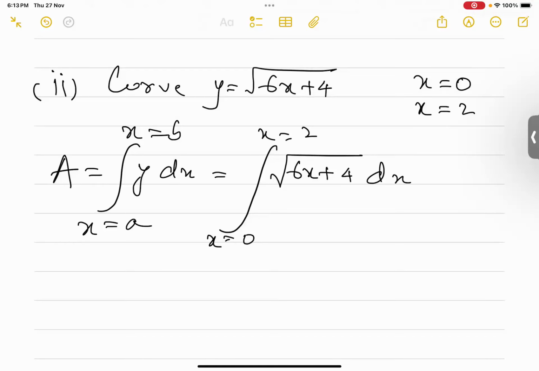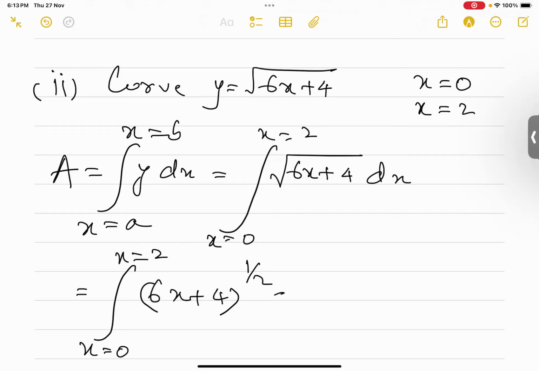So you can take 6x plus 4 and use the chain rule. So you can take it as raised to 1 by 2. Now which formula? X raised to n. If I'm applying x raised to n, who is x over here? Correct. 6x plus 4 is x.